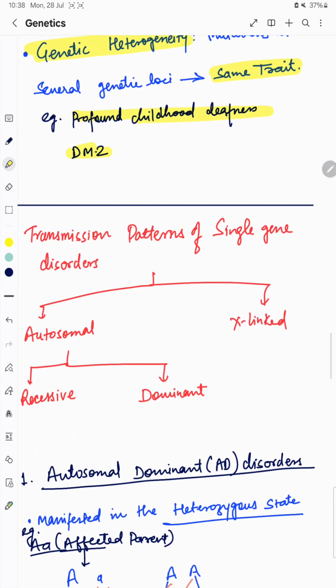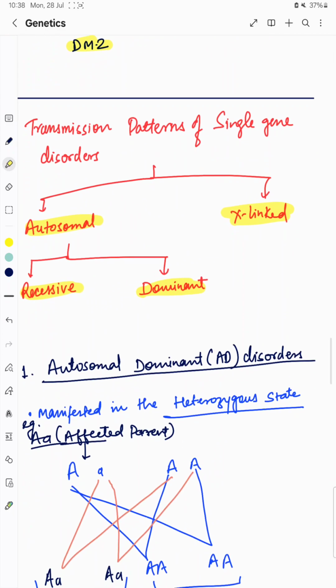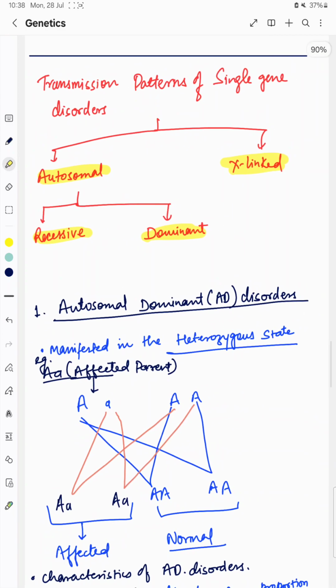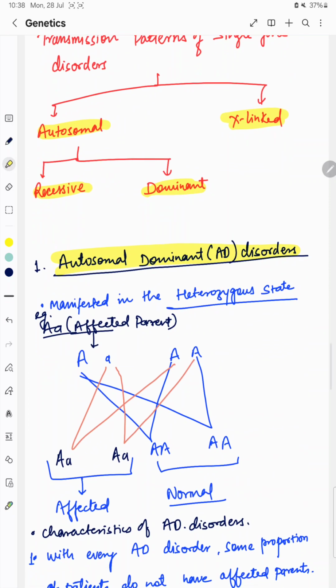Transmission patterns of single gene disorders, or Mendelian disorders: mutation in an autosomal gene, which can be recessive or dominant, and mutation in an X-linked gene, which can also be recessive, and some of the X-linked disorders are X-linked dominant. First we are going to see autosomal dominant disorders, manifested in a heterozygous state.